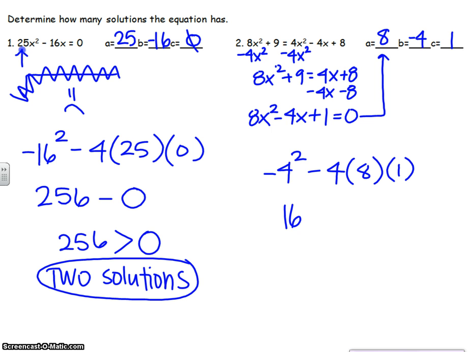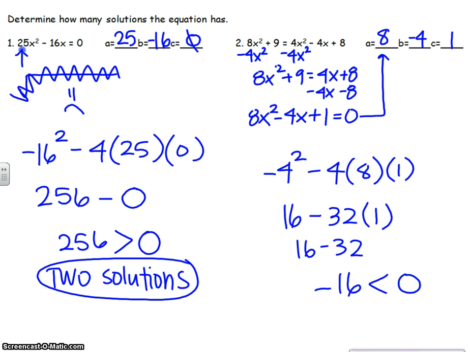We'll have 16 minus 4 times 8 is going to give us 32 times 1, which will just give us 32. So we'll have 16 minus 32, which is going to give us negative 16. Again, we're now interpreting this. This is a negative number, so this means we are going to have no solutions.